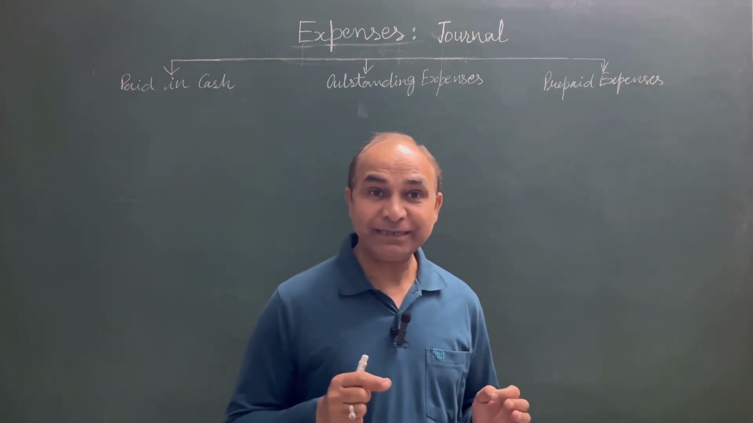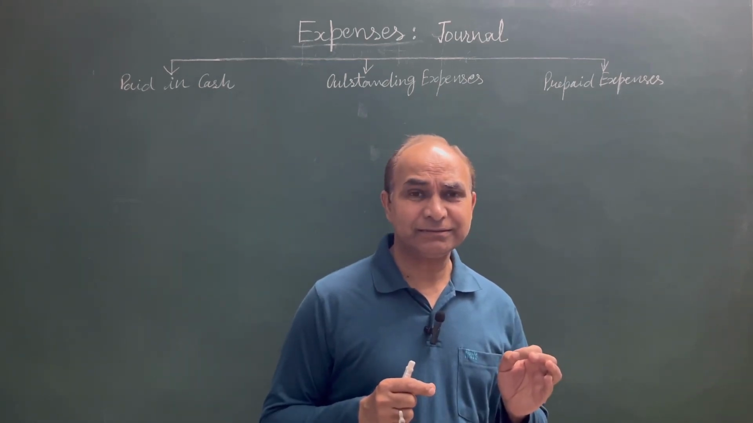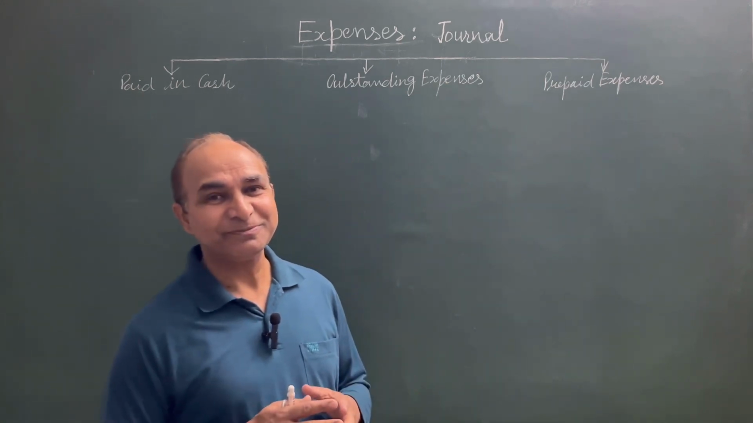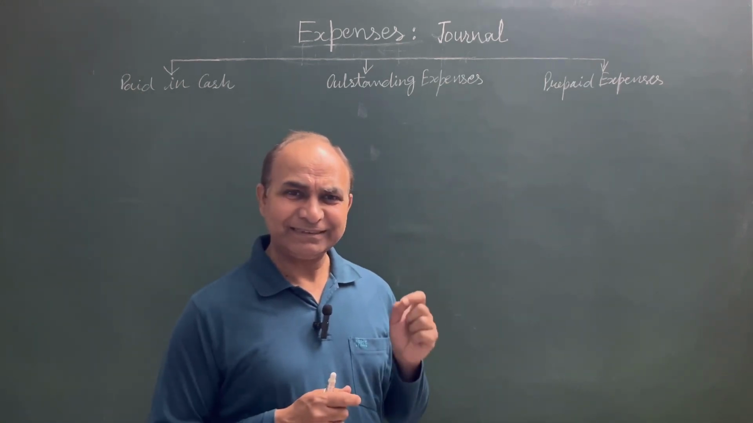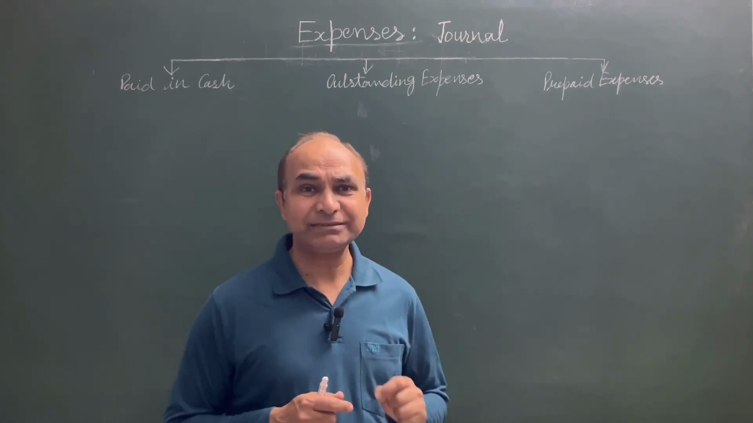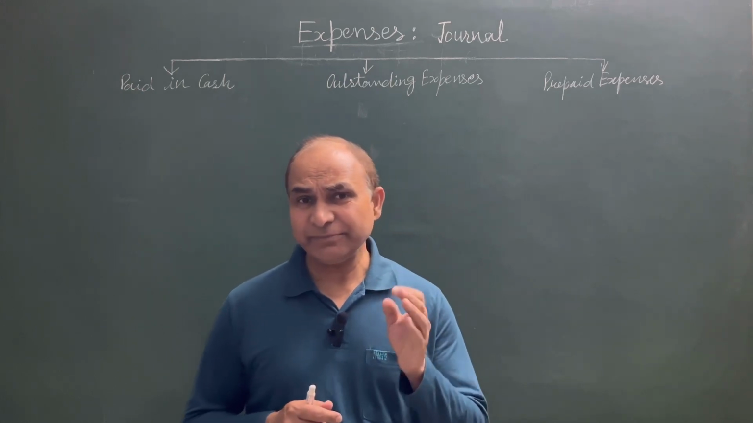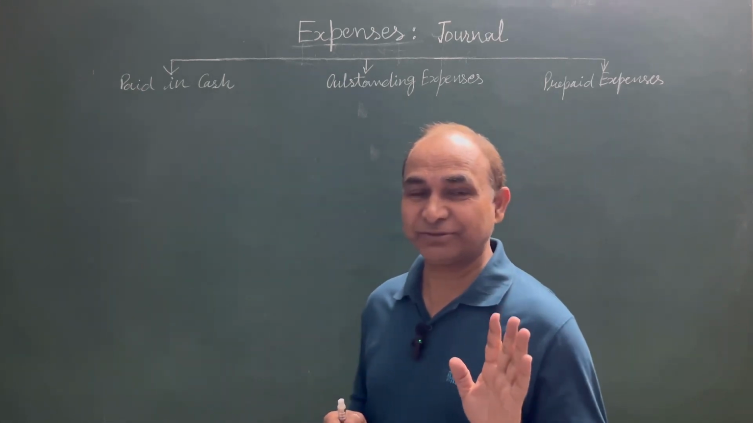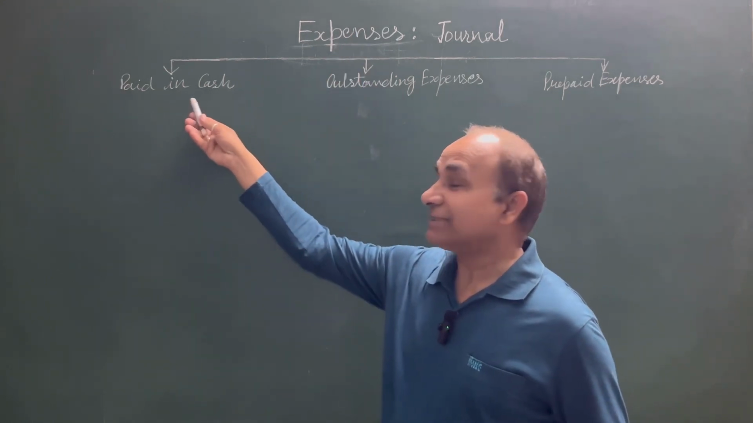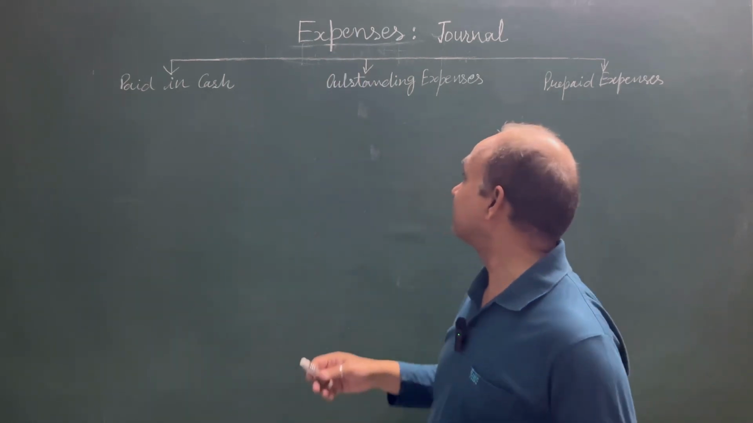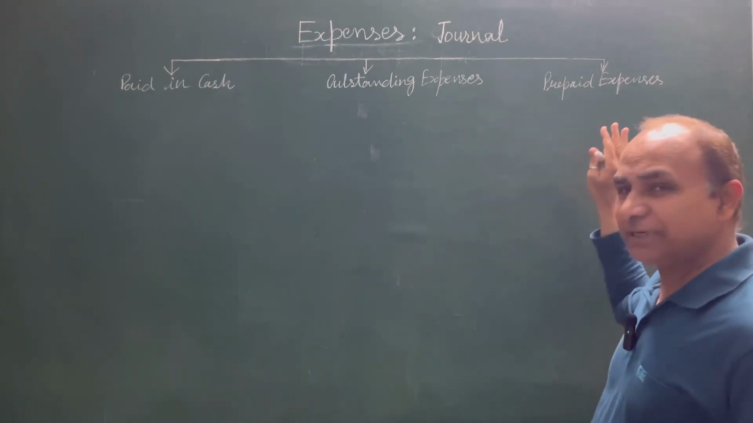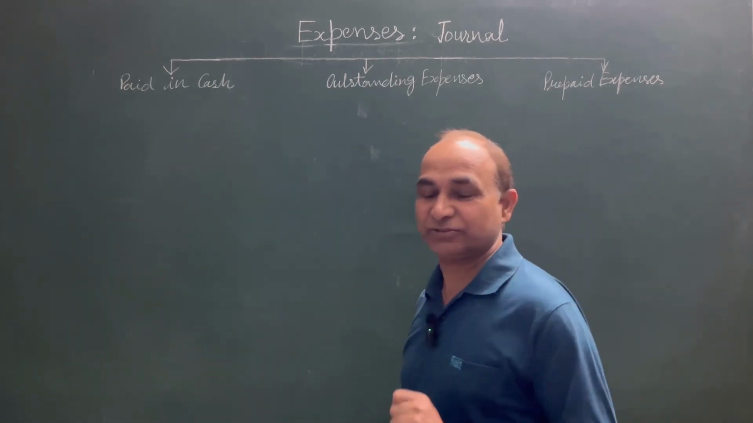Students, in this lecture, let's discuss the journal entries for expenses. You must know expenses, the cost incurred in generating income, that is termed as expenses. And there can be three cases of expenses. Remember students, there may be three situations. Number one, when expenses are paid in cash. Second, outstanding expenses. And third one, prepaid expenses. These are also paid in cash.